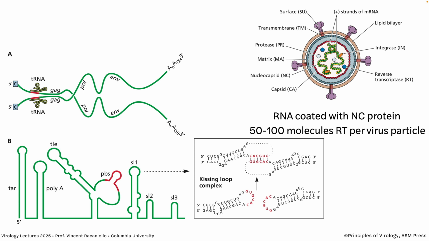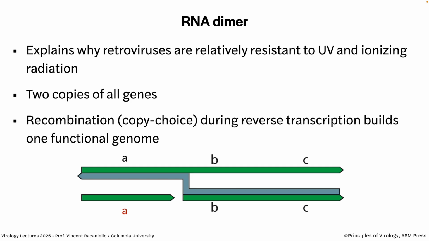All right, so that's what's in the particle. Why are there 2 molecules? This is an interesting problem. This is what we think. We think it makes the viruses resistant to mutation, like UV and ionizing radiation, which viruses encounter as they move around the planet. So they have 2 copies of all genes, so that if one is mutated, they have another one that they can use to rebuild a functional genome.